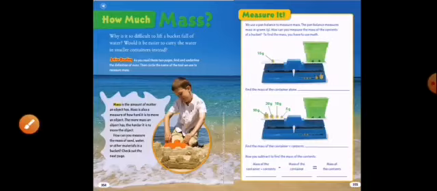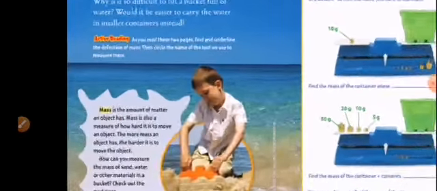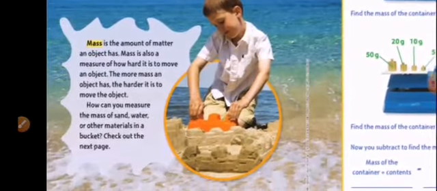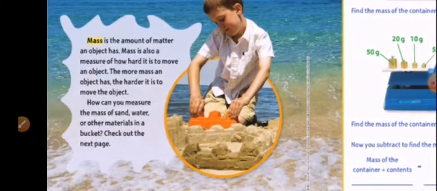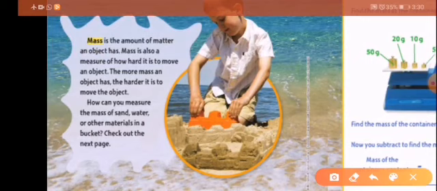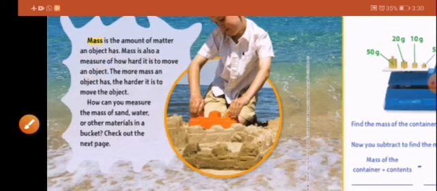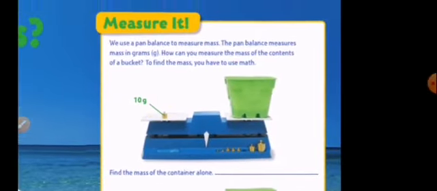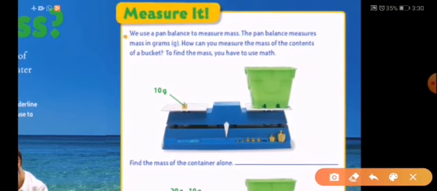Okay, next on page 354. The mass is the amount of matter an object has, and mass is also a measure of how hard it is to move an object. So make sure you highlight these lines, please. Now let's take an example of how we can measure the mass. Here, we use a balance to measure the mass.